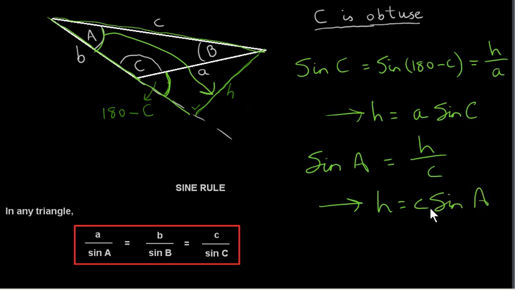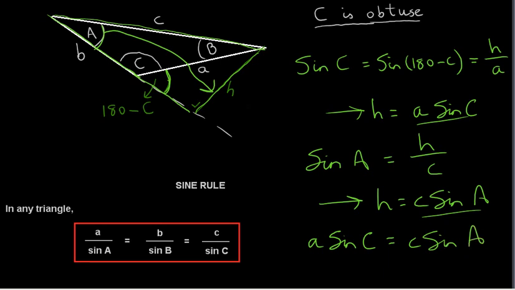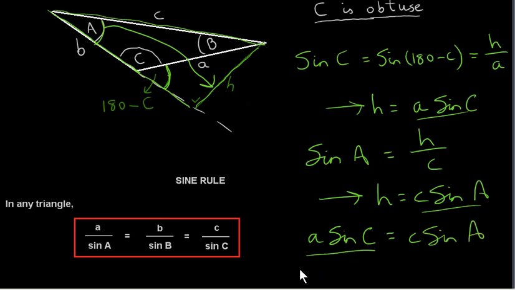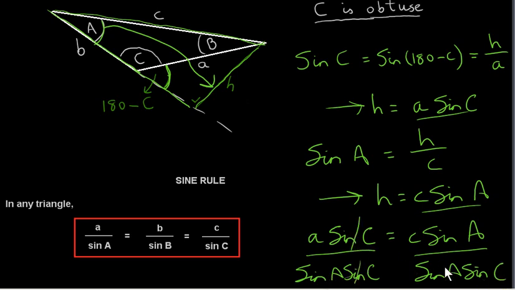So A sine C and C sine A are both equal to H. They're equal to the same thing, which means that they are equal to each other. So A sine C equals C sine A. And we just divide across by sine A sine C. Divide both sides by the same thing, sine A sine C, and we end up showing that A over sine A equals C over sine C.